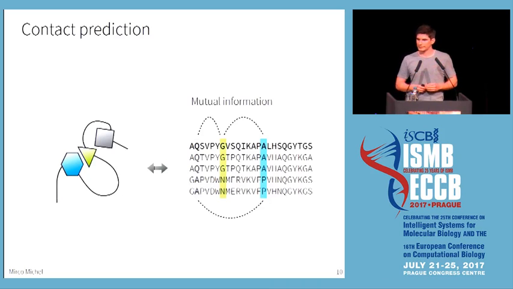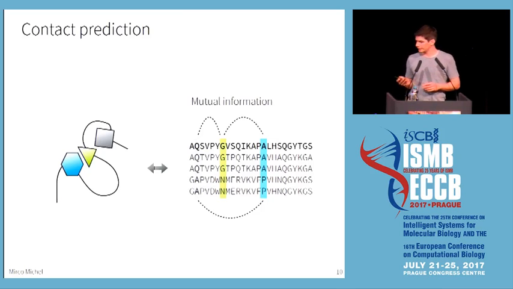But the problem is that you have lots of transitive effects, because in this case, the gray residue is only close to the green one, but not to the blue one. But the blue residue is close to the green one as well. So they have a correlated pattern in the alignment, and therefore you also see correlations between the gray and the blue one. So this leads to many false positives.